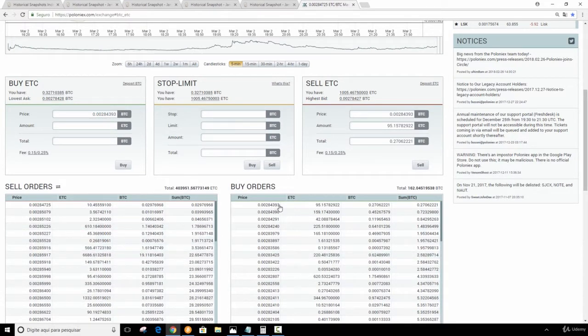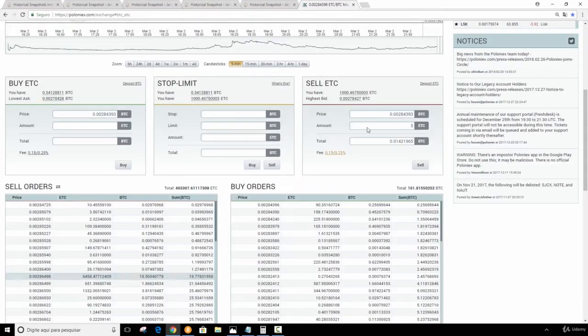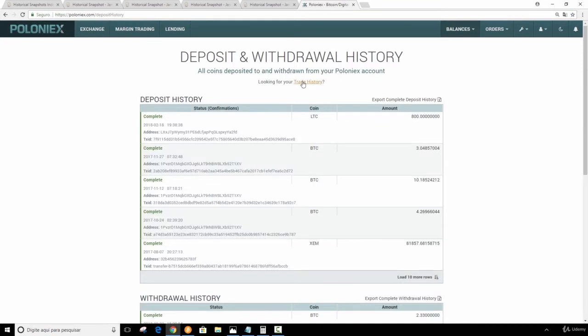So let's sell our 5 Ethereum Classic and let's see the profit we can get out of this. So we're going to sell it right now in real time. So the 5 Ethereum Classic were sold. Let's take a look at our profit and loss balance to see our profit. So let's apply a filter, ETC. Let's click on Analyze.